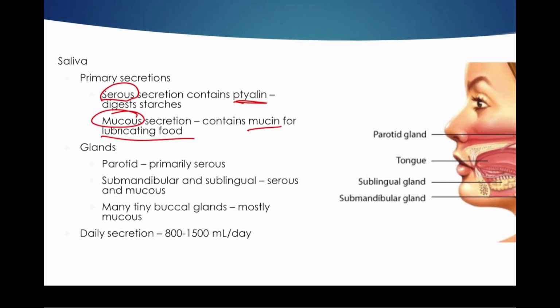The parotid gland is mainly serous. Submandibular or sublingual are serous and mucus. And we have our buccal glands, which are mostly mucus secretions. Daily, about 0.5 to 1.5 liters a day of saliva your body produces just in the mouth. We have to reabsorb all that water so we don't get dehydrated.